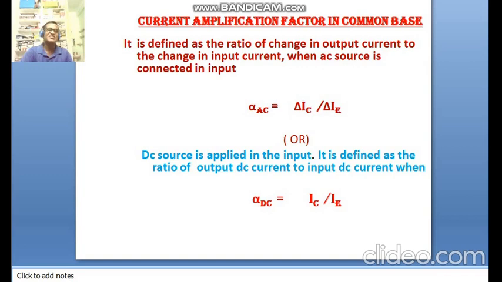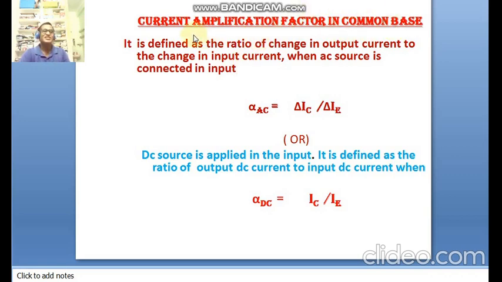Already, as we discussed, the configurations are classified into three types: common emitter, common collector and common base. Therefore, three current factors or gains are considered for each common configuration. Initially, we are discussing the amplification factor in common base. Common base is where the base is common in the input as well as output, and that configuration is known as common configuration.